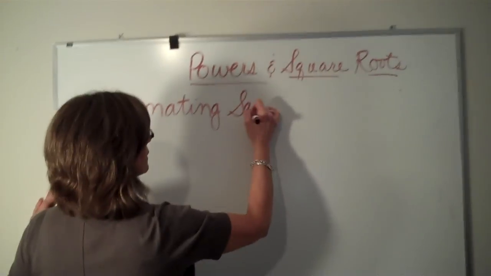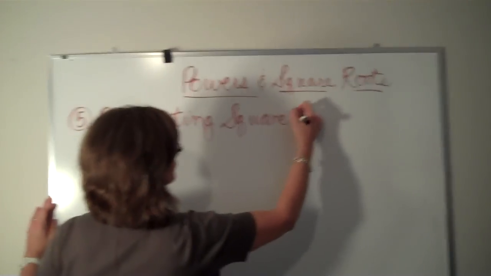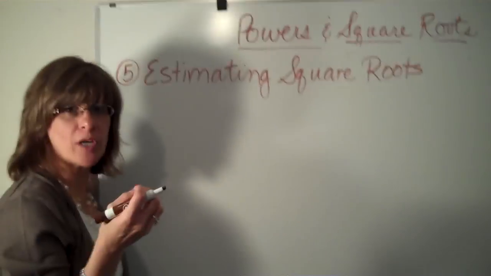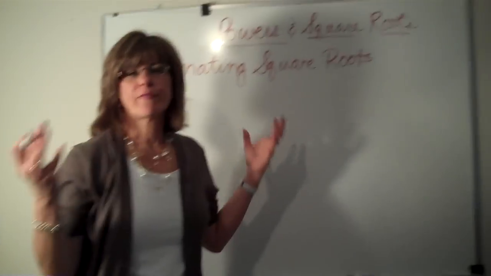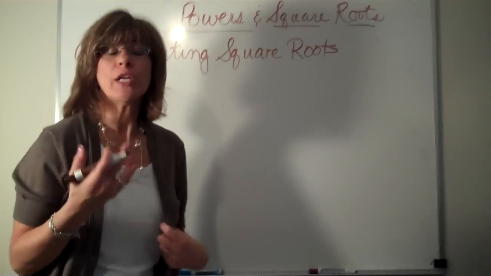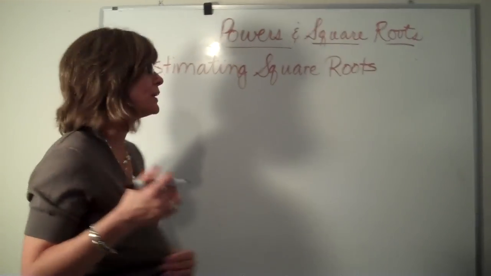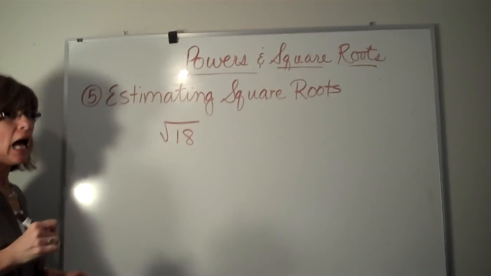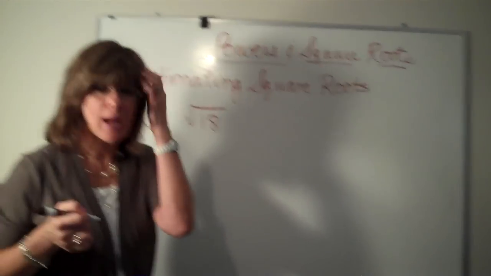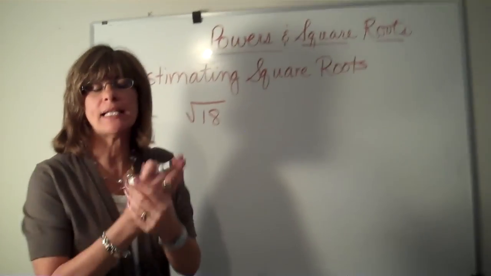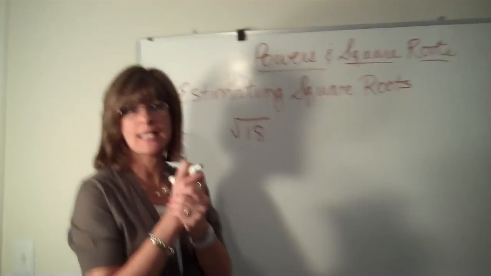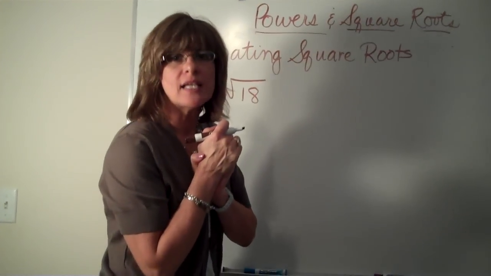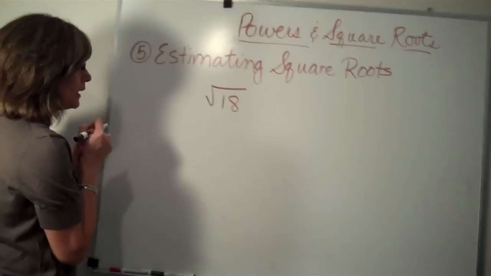Estimating square roots. So obviously, if we have the square root of 49, we don't need to estimate. We know it's 7, right? But let's say we had the square root of 18. I don't know what that is off the top of my head. I don't know what number I need to multiply by itself to get to 18. It's going to be a decimal number. But I can use this method to estimate what that number will be.